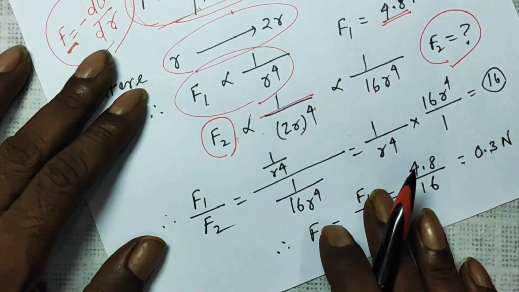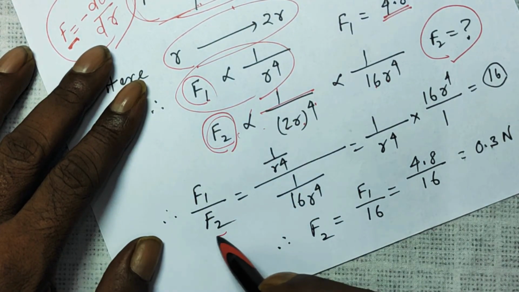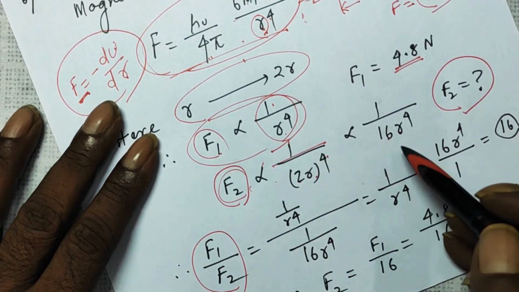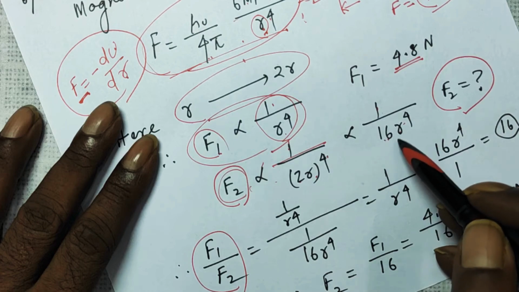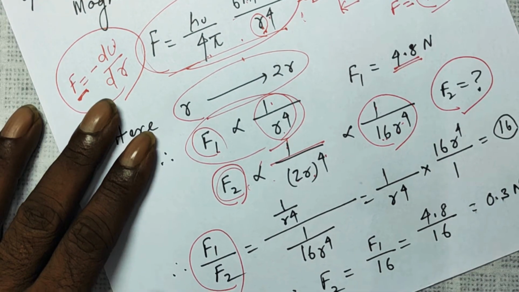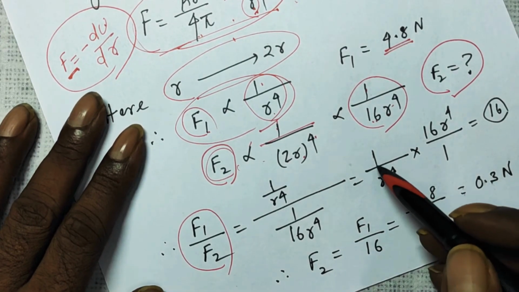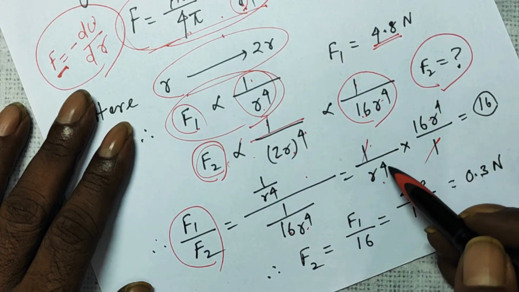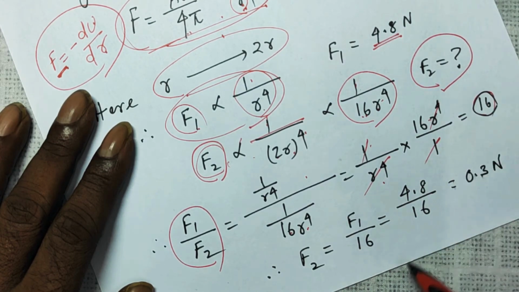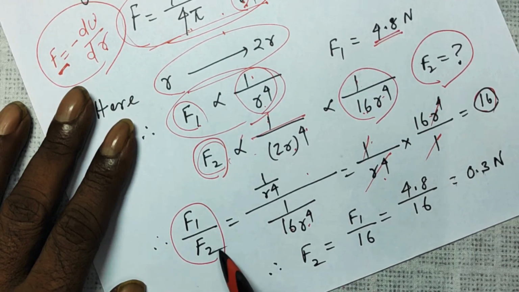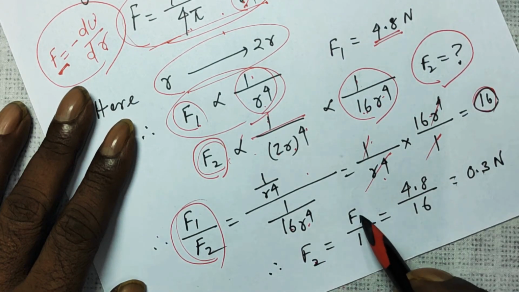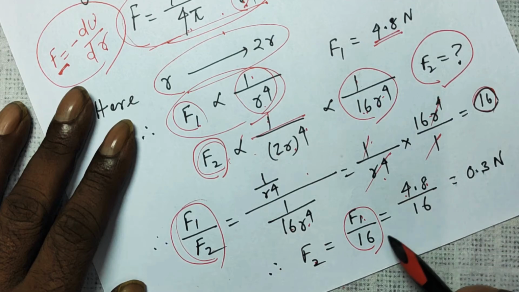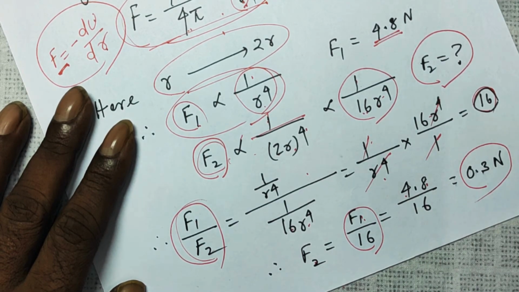Now divide both expressions. So F1 over F2 will be 1 by r to the power 4 divided by 1 by 16r to the power 4. The proportionality constants will cancel. 16r to the power 4 comes to the numerator, 1 cancels, r to the power 4 cancels. We are left with 16. We are required to find F2, so cross multiply: your F2 becomes F1 over 16. F1 was given as 4.8 Newton when the distance was r, divided by 16 comes out to be 0.3 Newton.